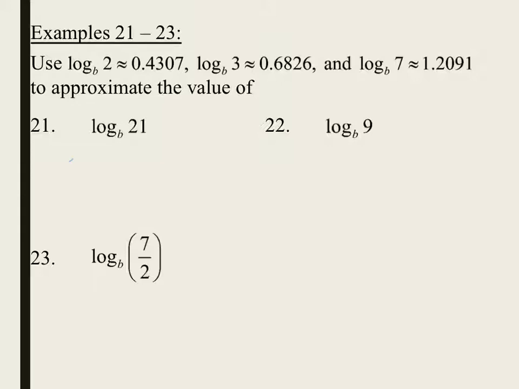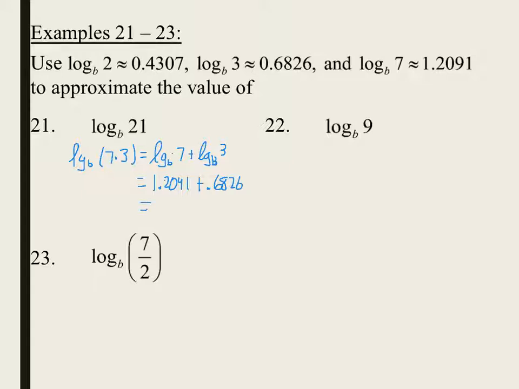So I can rewrite log b of 21 as 7 times 3, which is equal to the log b of 7 plus log b of 3. I'm sorry, I was about to say that's just 1. So all I do is I just plug the numbers in. It's just 1.2091 plus 0.6826. And you say, well, why are we doing this?